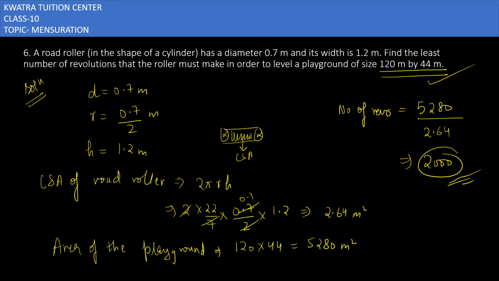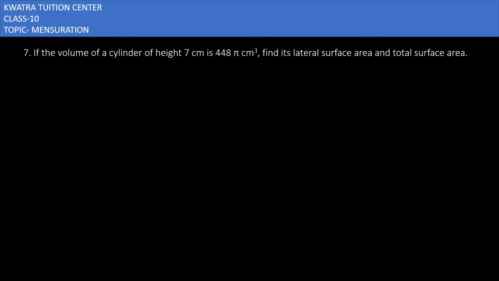Now moving to the next one, which is the seventh question. Question number 7 says if the volume of a cylinder of height 7 cm is 448 pi centimeter cube, find its lateral surface area and the total surface area. So here it is mentioned that volume is equivalent to 448 pi centimeter cube. Then height is equivalent to 7 centimeter.